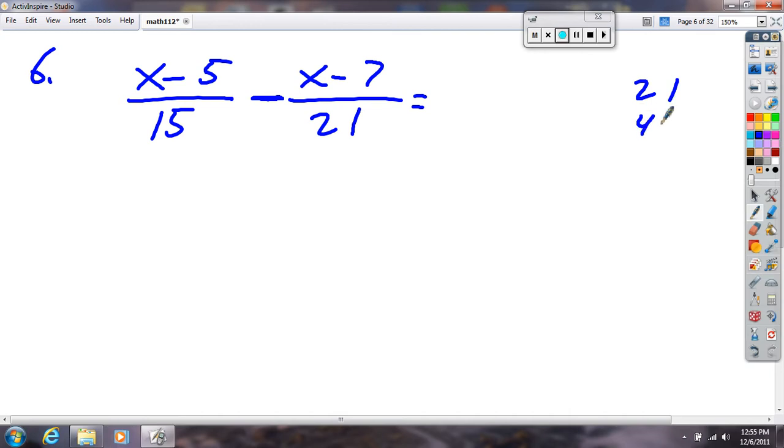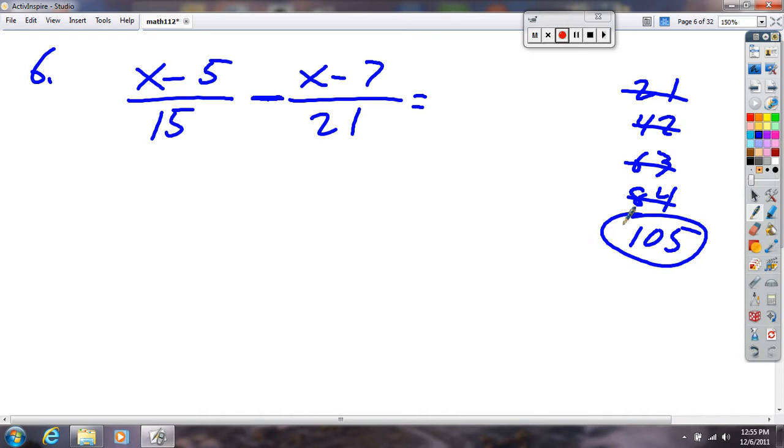21, 42, 63, 84, 105. Well, 15 is not going into anything that ends in 1, 2, 3, or 4, so it's not these. Does 15 go into 105? Yes, it does. So this is our common denominator. 21 goes into it, and 15 goes into it.